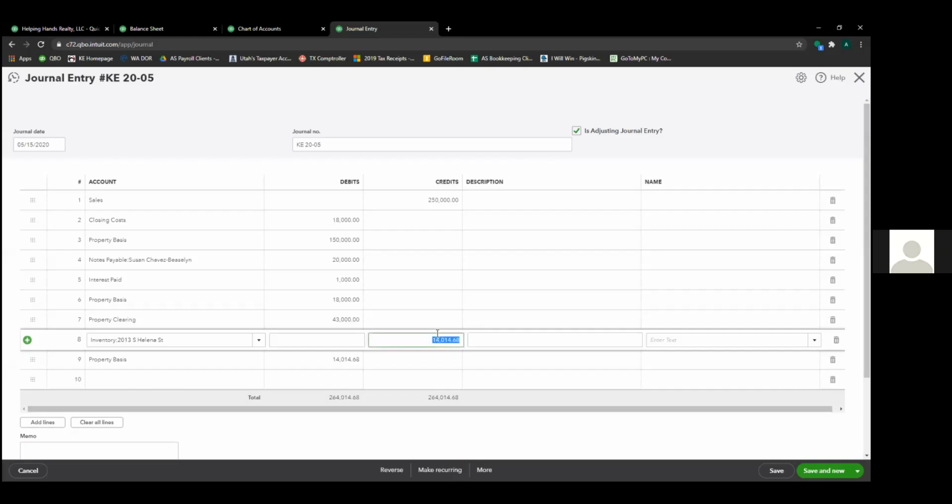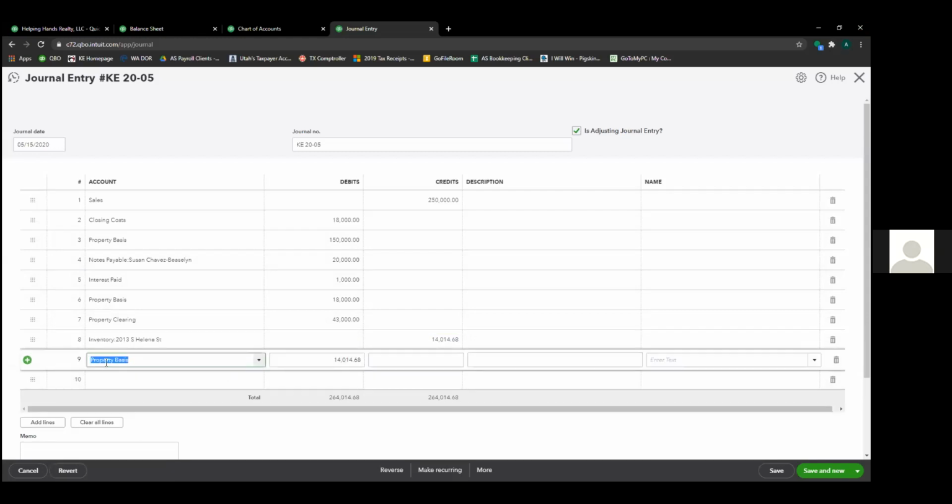So this property inventory account is going to get higher and higher the more money you put into it. Does that make sense? Yeah. And then when you sell the property, you have to remove the inventory because you can't carry the inventory on your books anymore. So you remove the inventory by crediting the inventory account, and the debit to offset that is property basis.